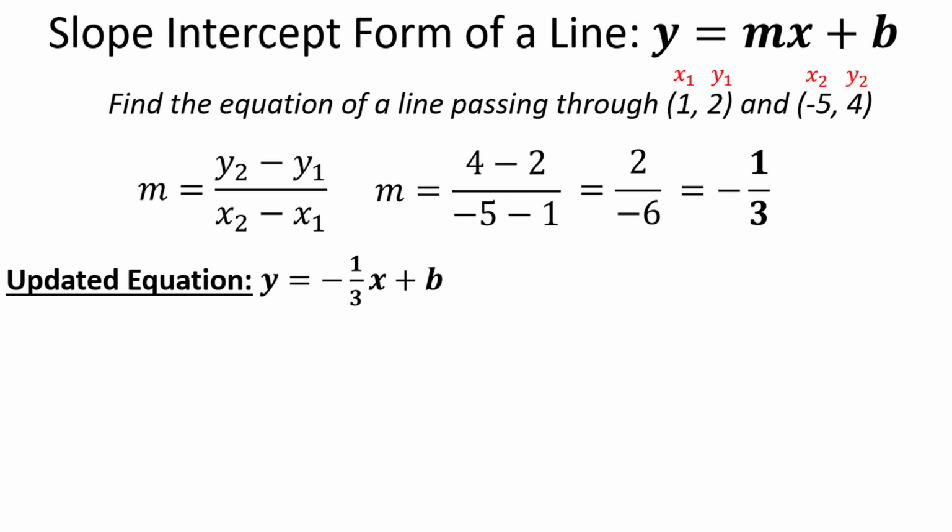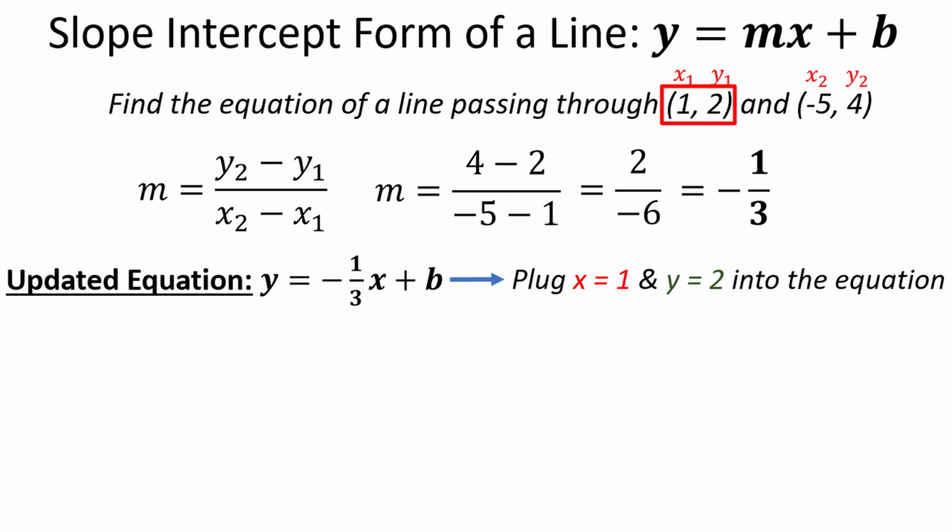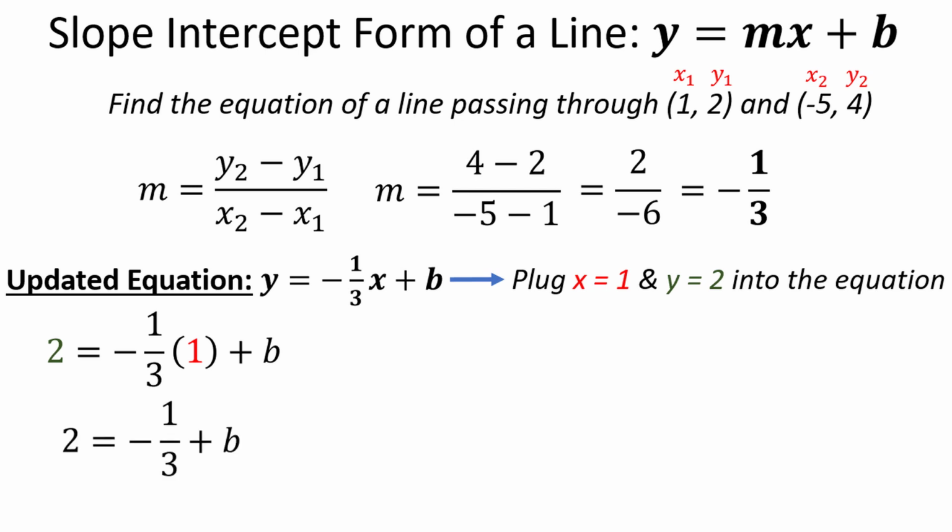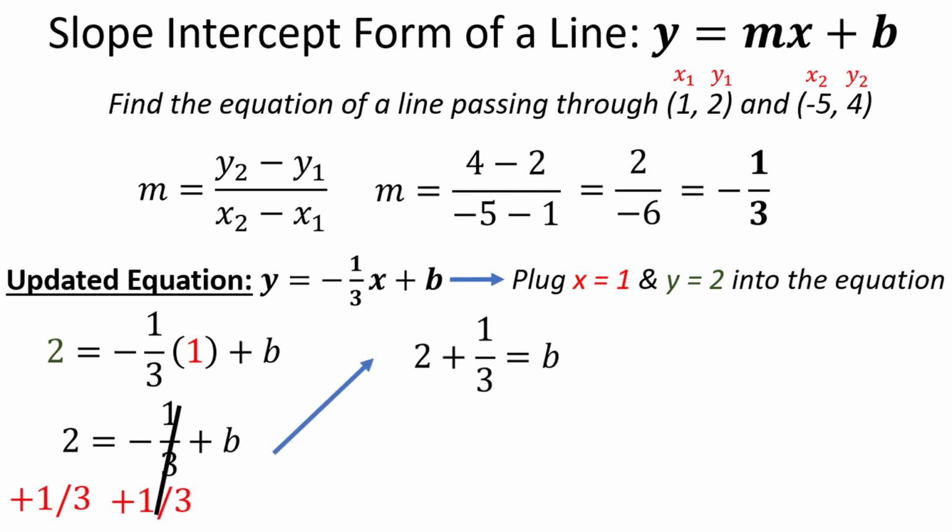In this case, I'm going to use the point (1, 2), which means x equals 1 and y equals 2. Plugging this into our partial equation, we have 2 is equal to -1/3 times 1 plus b, which is the same as 2 is equal to -1/3 plus b. Adding 1/3 to both sides, we have 2 plus 1/3 is equal to b. Remember that 2 is the same thing as 6 over 3, so 6/3 plus 1/3 is equal to 7/3. That means that our value for b is 7/3.